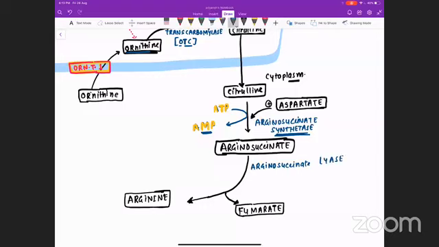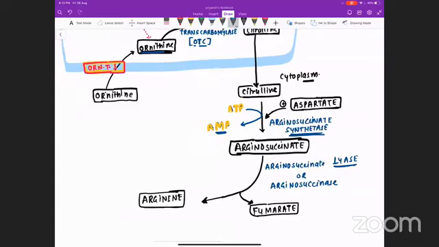Lyase means lysis. This enzyme is also called arginosuccinase. In short, it is written as arginosuccinase. So this is the fourth reaction, and that is going to occur in the cytoplasm.